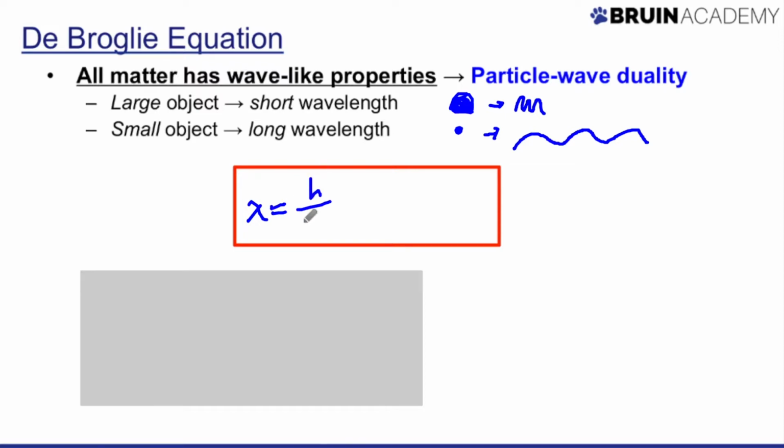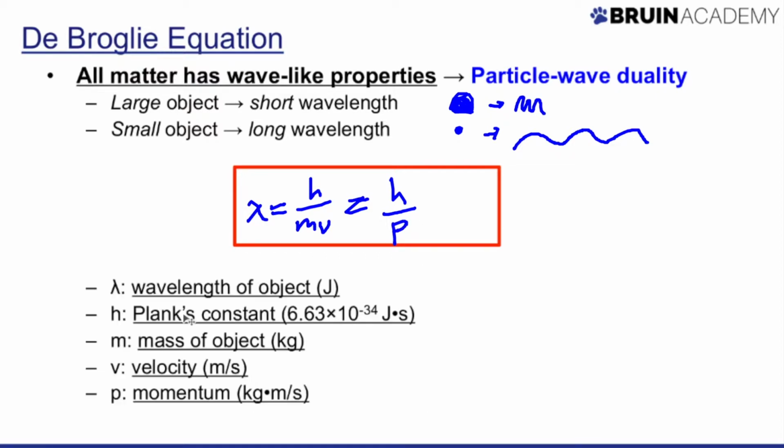The formula used to solve for wavelength, the so-called de Broglie wavelength, is lambda is equal to h, Planck's constant, over m times v. Sometimes you'll see this equation written a little bit differently, where m and v are replaced with p, so h over p, where p stands for momentum. So what do all these variables mean? It's summarized right here. Lambda represents the wavelength of your object. Planck's constant is represented here by h. You have your mass, velocity, and your momentum, which is p.